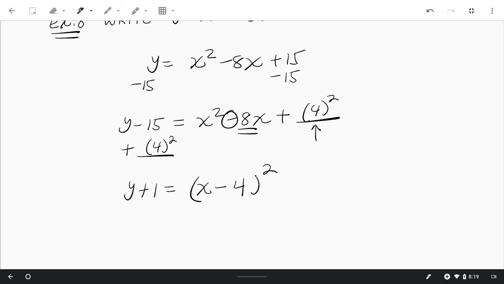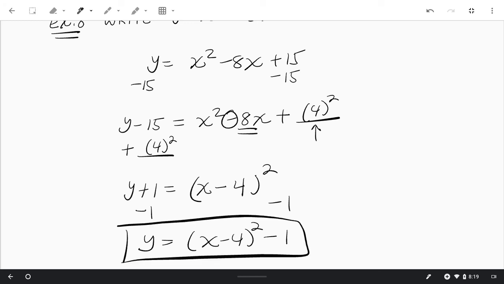And now that we have this binomial squared, then I can go ahead and bring this number back to this side. And so my equation is going to read x minus 4 squared minus 1. This here is your standard form. And we can see right off the bat that the vertex of the parabola is going to be at positive 4, negative 1.